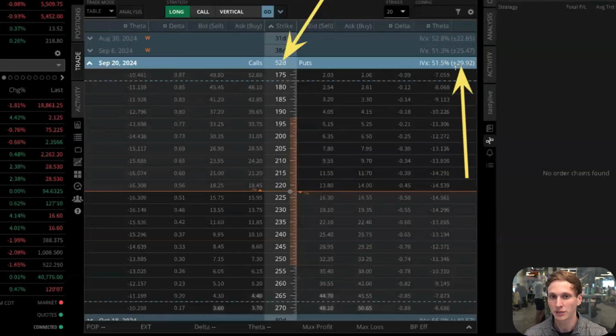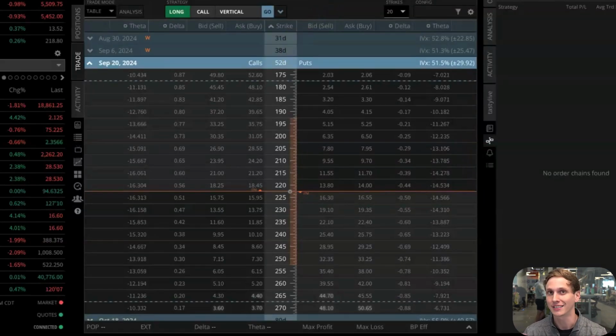But based on the expected move here, it's saying over the next 52 days, the one standard deviation range, and this is just based on the options pricing, is about $29.92, or we could round it up to about $30 up and down. So within that one standard deviation move, it could go up $30 or down $30 over these next 52 days. And there might be some weird events. Elon says something funky and then boom, it drops or goes up.